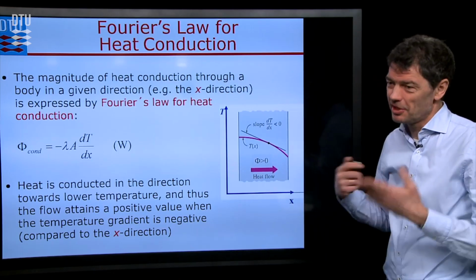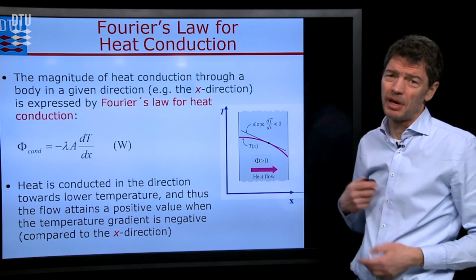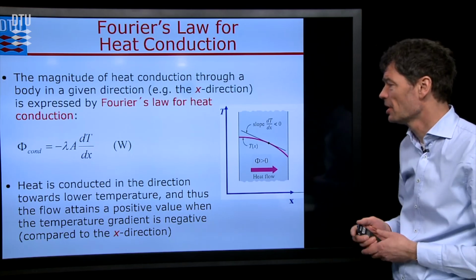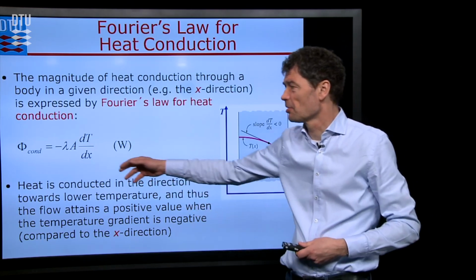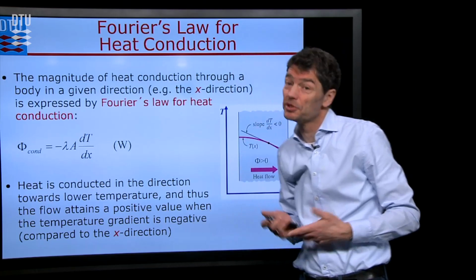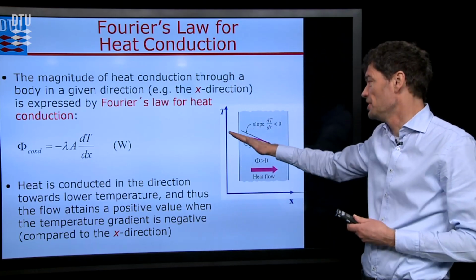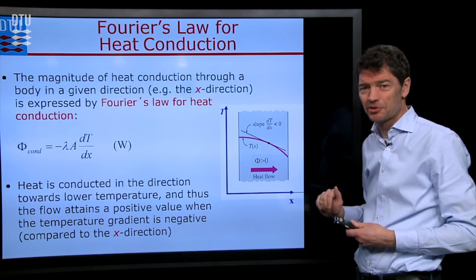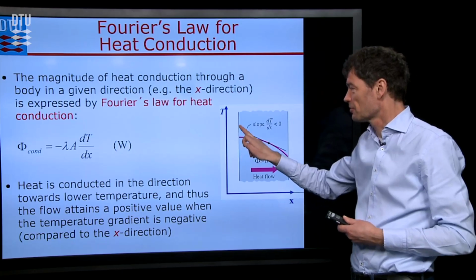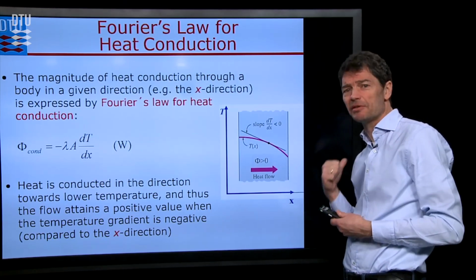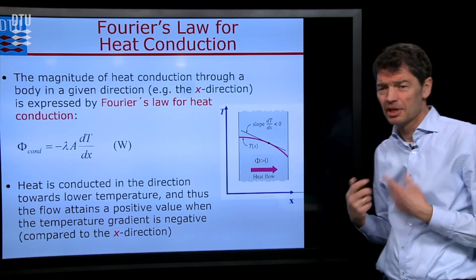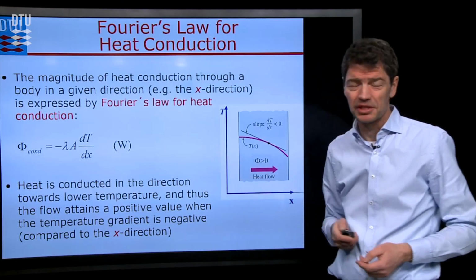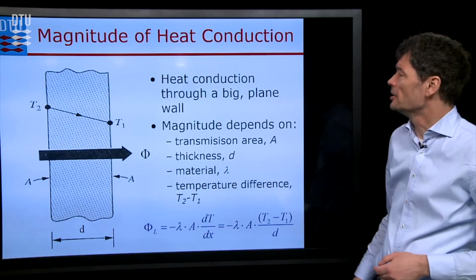I said already, repeated here. So we have heat flow from high to low temperature, and that explains also why we have the minus in Fourier's law. Because as you see here, if we have a declining temperature, that means we have a heat flow from left to right, which is a positive value in the x direction. So that's why we need the minus sign in front of it.